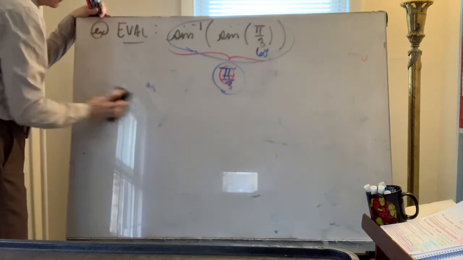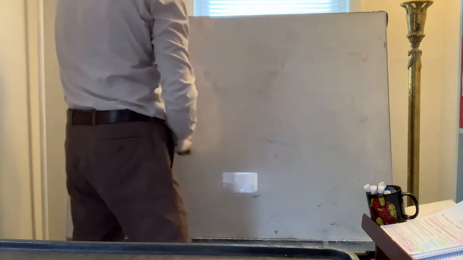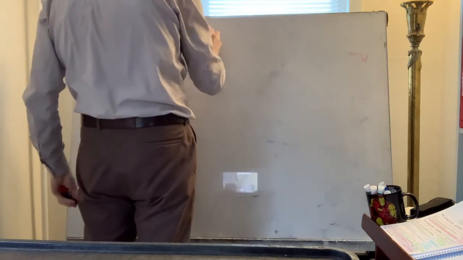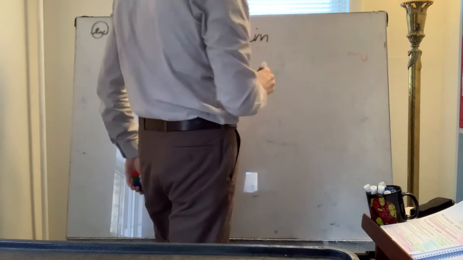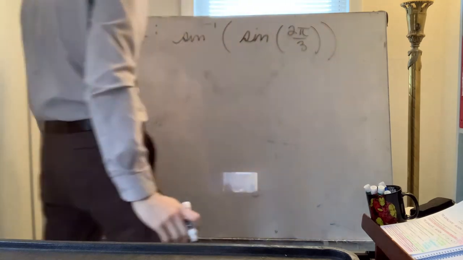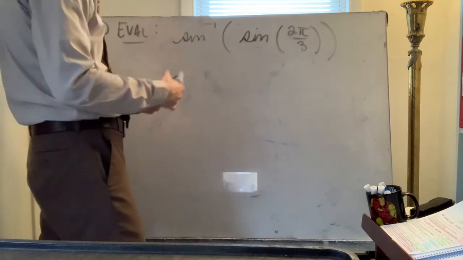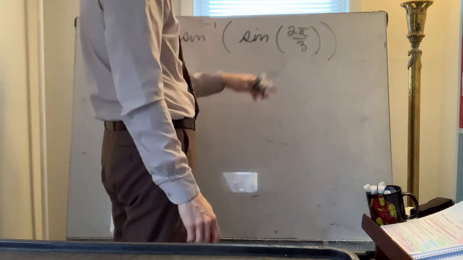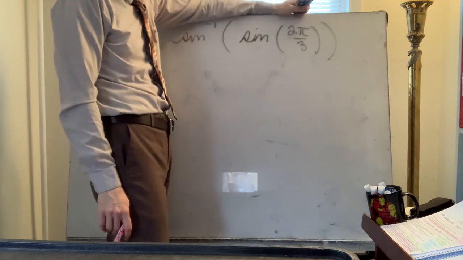Let me erase this. Suppose you were asked to evaluate the inverse sine, pardon me, of the sine of 2 pi over 3. If it helps, you could have pi radians memorized, and I would commend you if you do. But if it helps, convert this to degrees first. So if this is 2 times 180, that would be 360. 360 cut into thirds would be what figure?